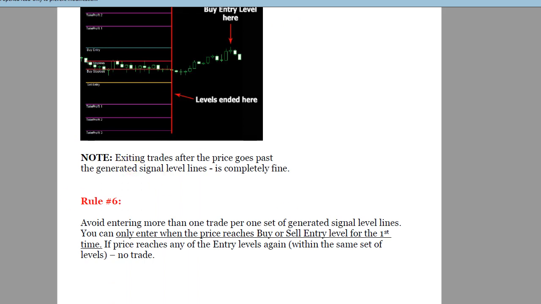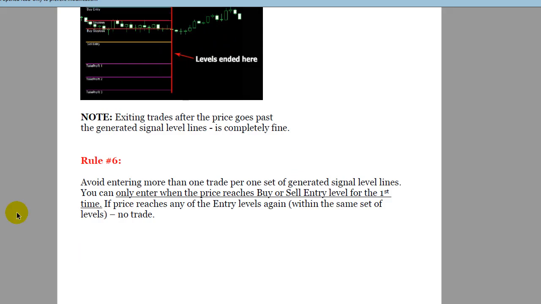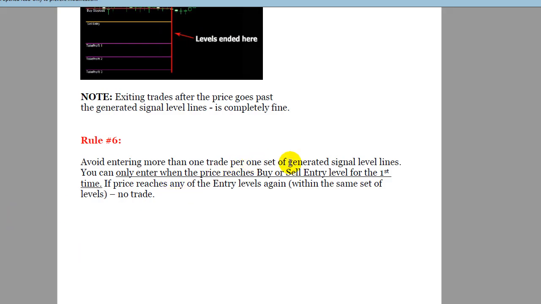Avoid entering trades when, okay, that means this. So let's say this doesn't tick in here, and let's say it ticks in over here, but this line stops printing, you can't take the trade. Avoid entering more than one trade per one set of lines.